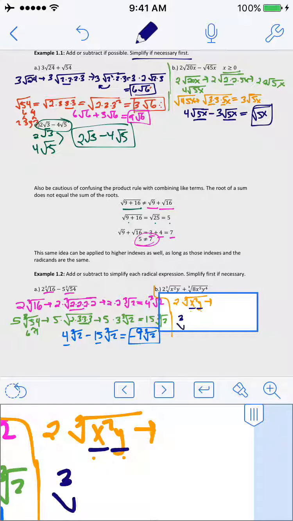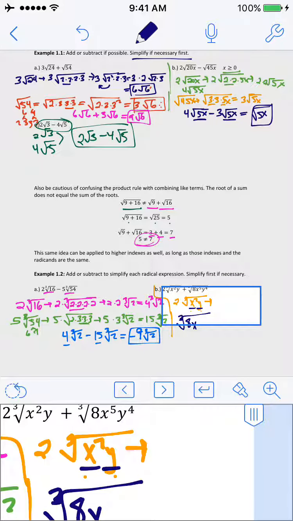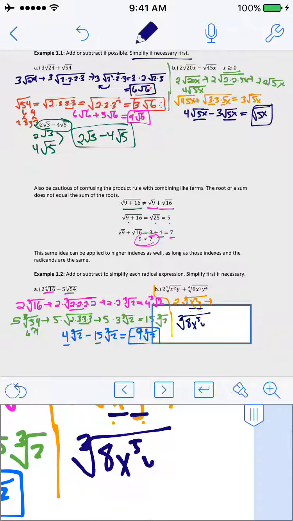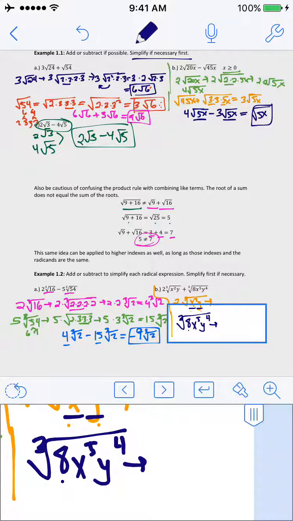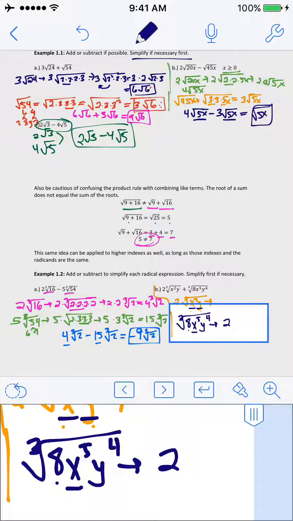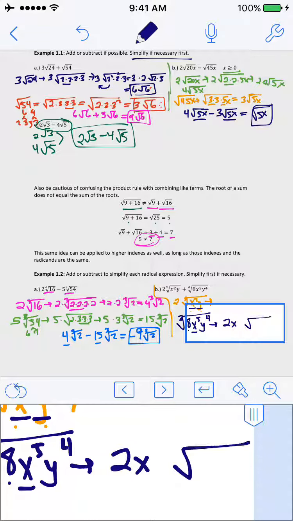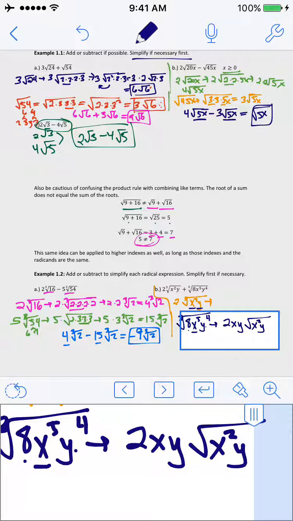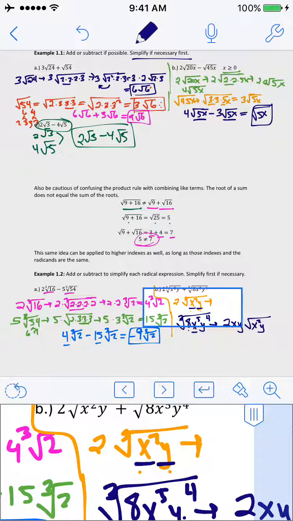So let's try the other one. The cubed root of 8 x to the 5th, y to the 4th. Well, that one looks good because I have an 8. The cubed root of 8 is 2. I have 5 x's, I can take out one group of 3. What's left over is 2 more. And then I have y to the 4th, I can take out one group of 3, what's left over is 1. So I get x squared y. Oh, and good. Now it matches.